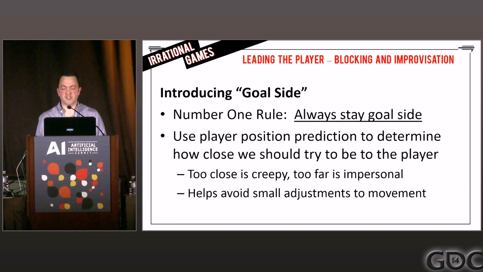Player position prediction also helps us to avoid having Elizabeth make minor positioning adjustments when the player makes small movements. Players are notoriously squirrely when playing a first-person shooter, and it's very noticeable if your companion AI is also making small micro-adjustments to their positioning when you're really not moving that far.